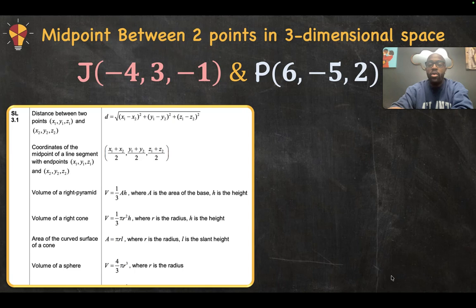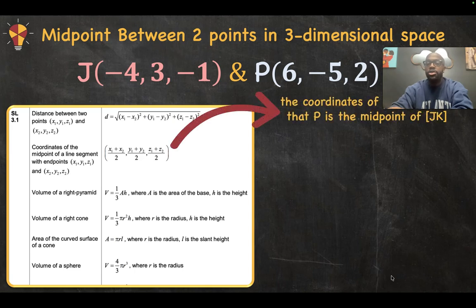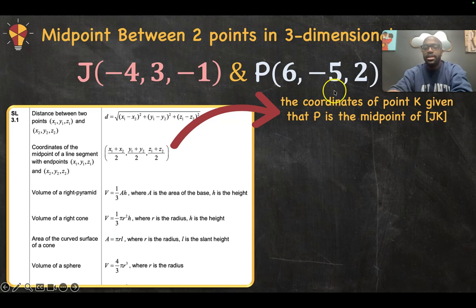Now, it's not going to always just give you 2 endpoints and say find the midpoint. They could give you a question like this. The coordinates of the point K, given that P is the midpoint of JK. So what this is telling me is these are no longer my endpoints. My endpoints are J and K. P is now my midpoint. But I'm given the endpoint and the midpoint, and I'm looking for the other endpoint. So let's talk through it, all right?